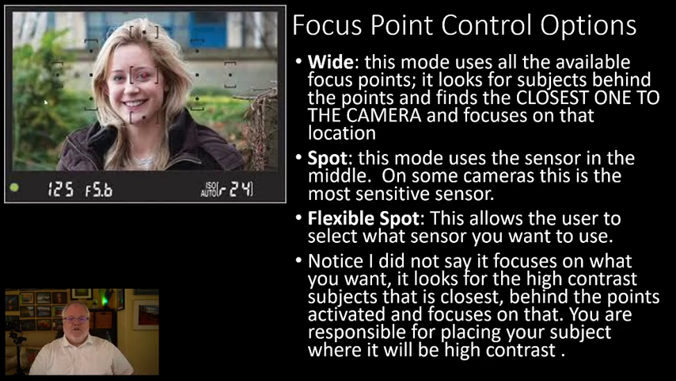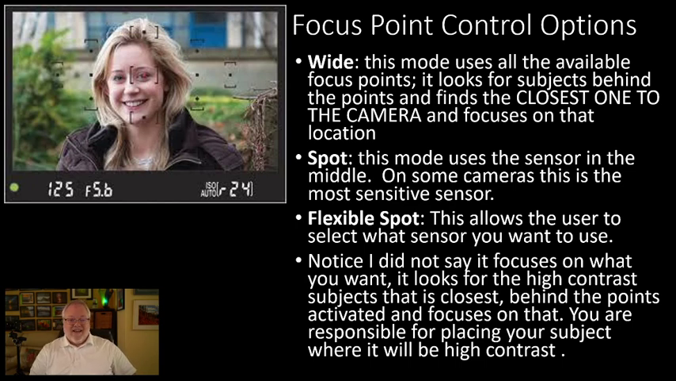If I were to put something down here in the lower left of this picture off of her shoulder, it doesn't matter what it is, it will not focus because this particular camera we're showing does not have a sensor there. So your subject has to be behind one of the points that you told it to use. And in this case, if you're looking at all 11 points, it's going to look at all 11 points, and it is going to find the highest contrast item behind one of those 11 points that is the closest to the camera.